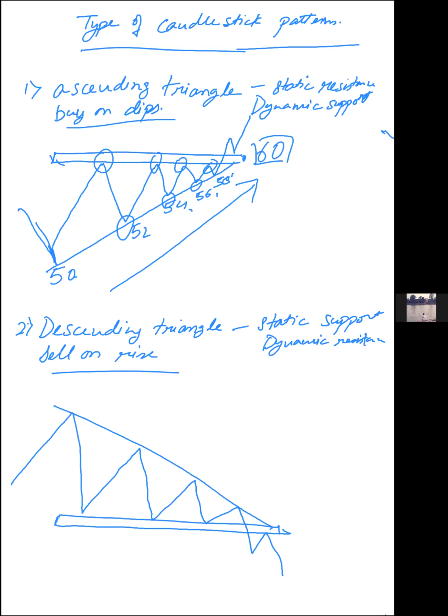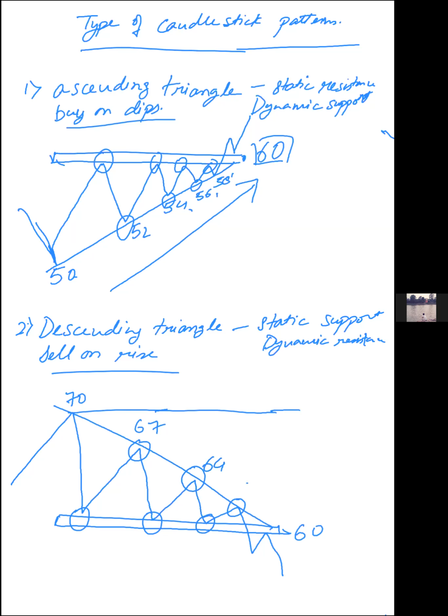This is the scenario in a descending triangle. Now, suppose this is 60 rupees, the support level, and the price started falling from 70 out here. From 70, when it hit its support region and tried to come back to its original resistance point, people sold on the rise at 67. Again it came back to 60. Again people sold at 64. Again it came back to 60.